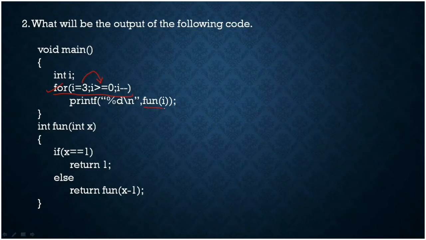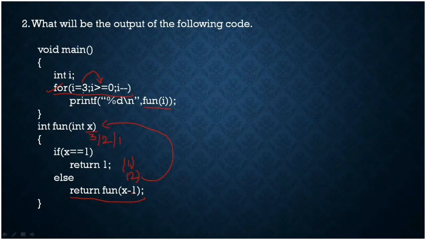So inside the loop, fun of I is called. I value is 3, so fun of 3 will be called. Fun of 3 means x value is here 3. In the first case, x value is 3. So is 3 equal to 1? No. The condition is false, so the else part will be executed. Now 3 minus 1 is 2. Now again the function is called with 2, so the x value is 2. Is 2 equal to 1? No. So return fun of 2 minus 1, that is 1. Now the third time it is 1.